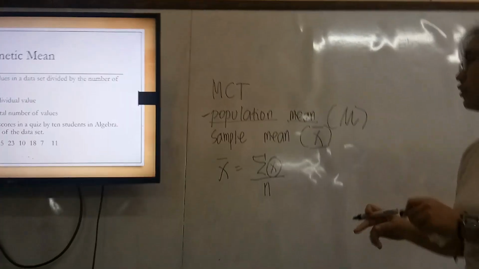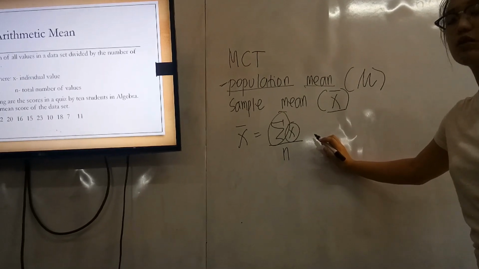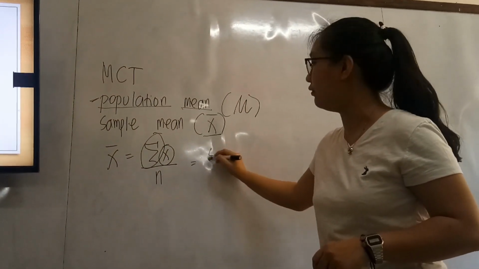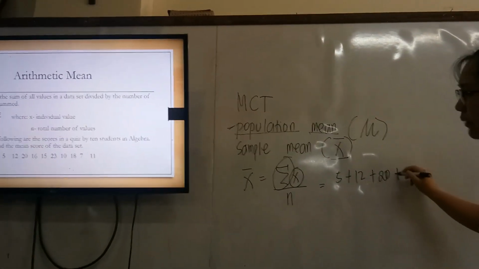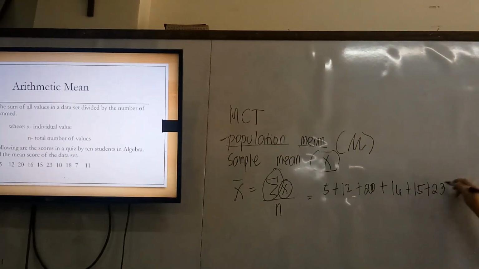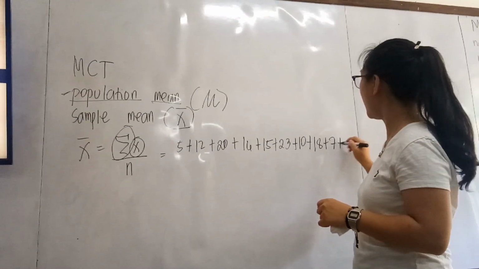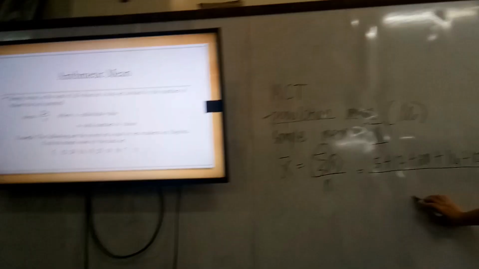We're going to substitute. So, all we have to do is to take the summation. So, what operation will we use? We're going to use addition. So, in here, we're going to add 5 plus 12 plus 20 plus 16 plus 15 plus 23 plus 10 plus 18 plus 7 plus 11. Okay? All over, what is n? All you have to do is to count.